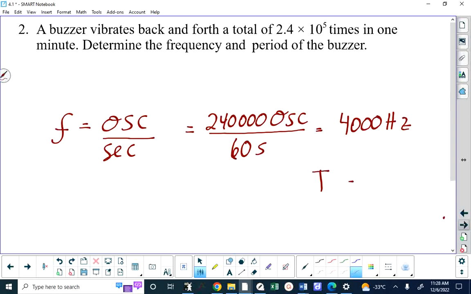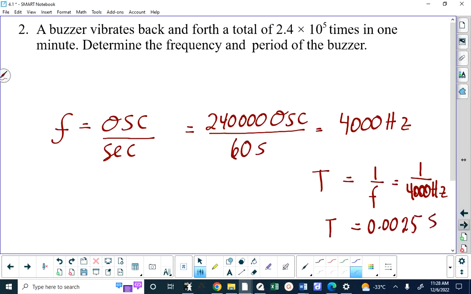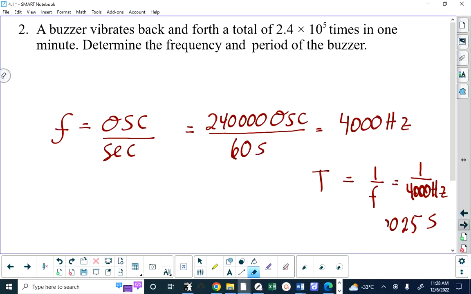If you want to find the period, well, you just take the reciprocal of the frequency. I want to say 0.0025. Or is it an extra 0? 2.5 times 10 to the negative 4. So negative 4, okay? Which is 0.00025.